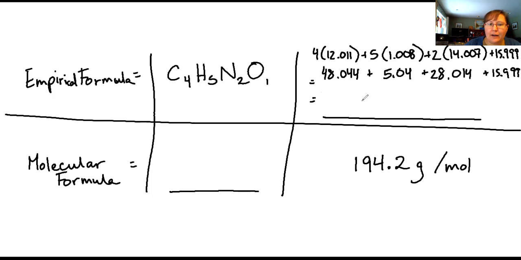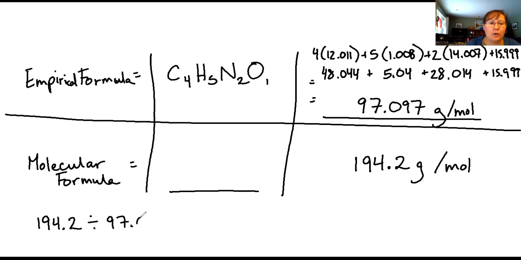And what I get here is a molar mass for my empirical formula of 97.097 grams per mole. So in order to find my molecular formula, I need to divide the molecular formula molar mass by the empirical formula molar mass. So I come over here and I say, okay, well, 194.2 divided by 97.097 is approximately 2. Now again, you're looking for an even number here, and you will get one.